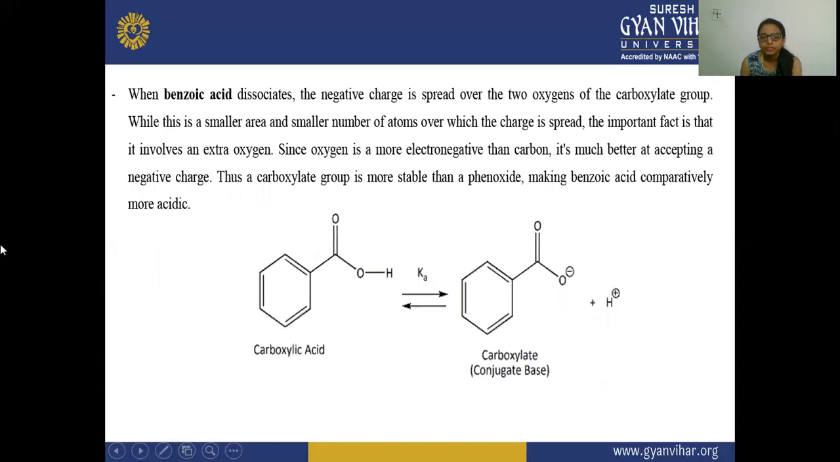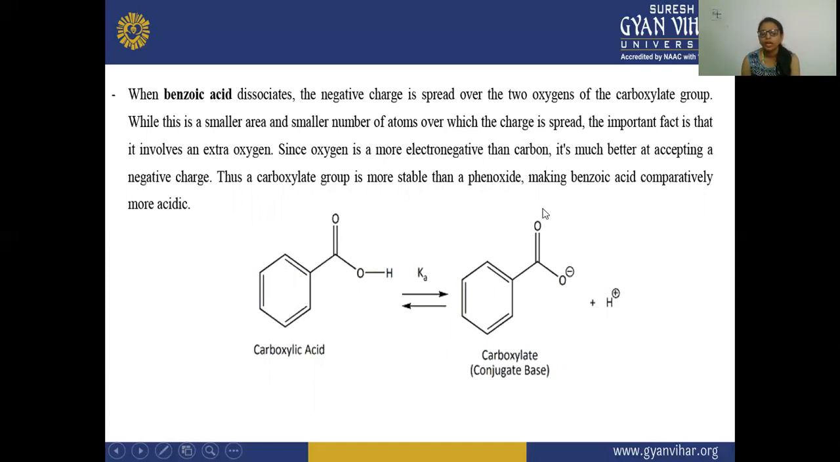But in benzoic acid, if it dissociates, the negative charge is spread over the two oxygens of the carboxylate ion. While this is a smaller area with a small number of atoms over which the charge is spread, since oxygen is more electronegative than carbon, it is much better at accepting the negative charge. Thus, a carboxylate group is more stable than the phenoxide ion, making benzoic acid comparatively more stable.